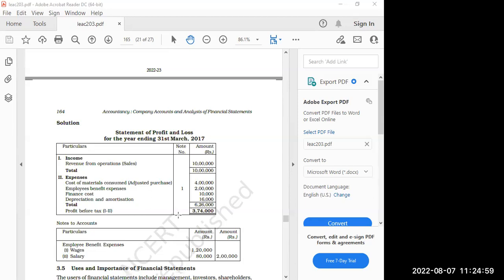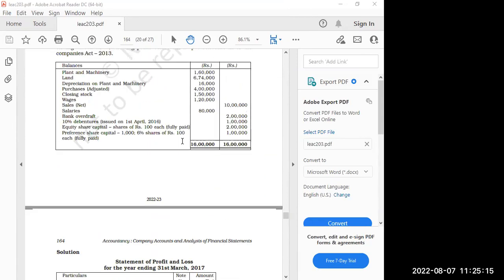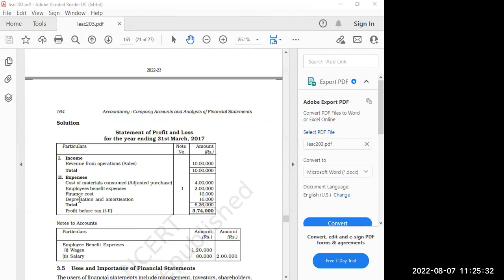Next, finance cost. What is finance cost? Interest. Interest is there in the question. How much? There is 1 lakh. 1 lakh is the loan you borrowed by agreeing the rate of interest of 10%. So 10% on 1 lakh is 10,000. That's what is written here, 10,000. Finance cost, within bracket, interest at the rate of 10% on 1 lakh.